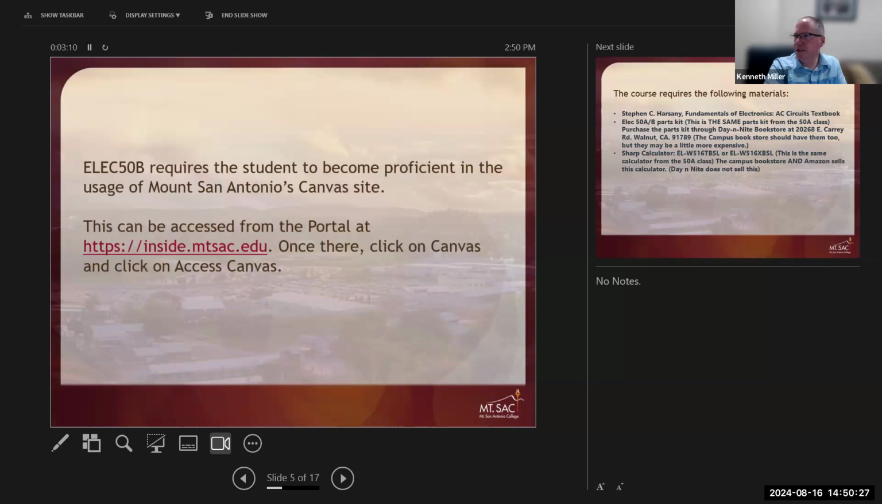You do need to be proficient with using Canvas. If you've taken an online or hybrid class, you go to the portal, inside.montsac.edu, and click on Canvas. Then, if you're registered for ELEC50B, you'll see the course there, and you can click on it to get into the course.